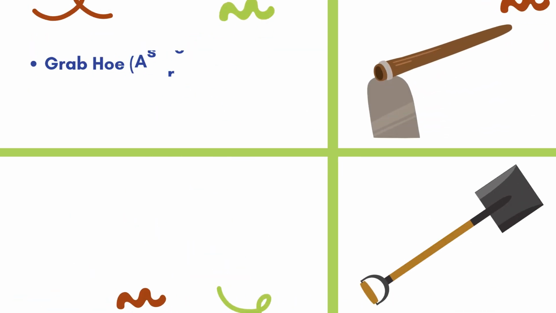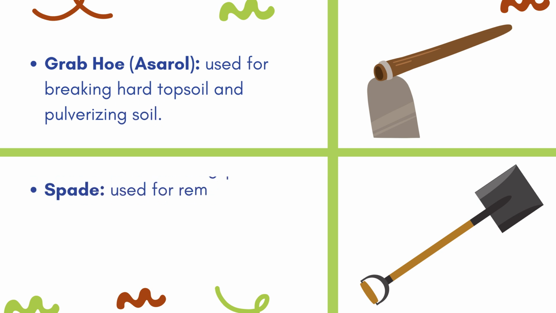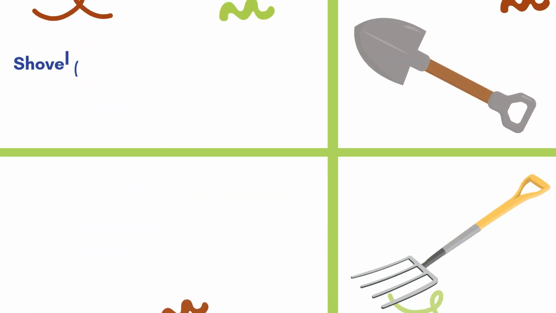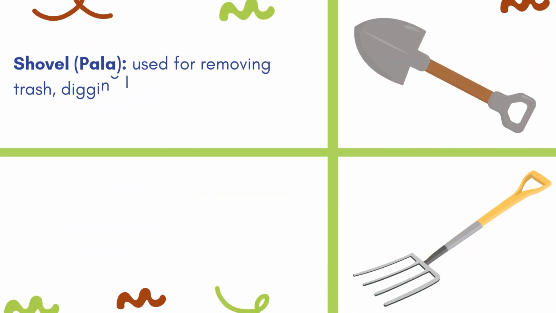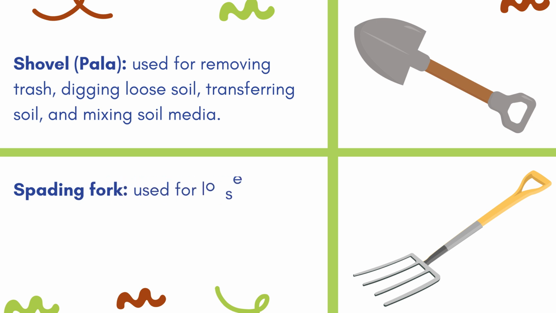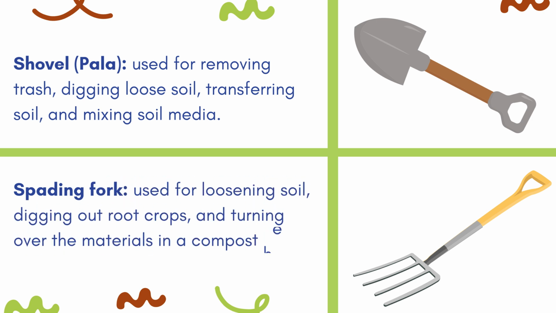Grab hoe, a sakul, used for breaking hard topsoil and pulverizing soil. Spade, used for removing trash or soil, digging ditches, and mixing soil media. Shovel, pala, used for removing trash, digging loose soil, transferring soil, and mixing soil media. Spading fork, used for loosening soil, digging out root crops, and turning over the materials in a compost heap.